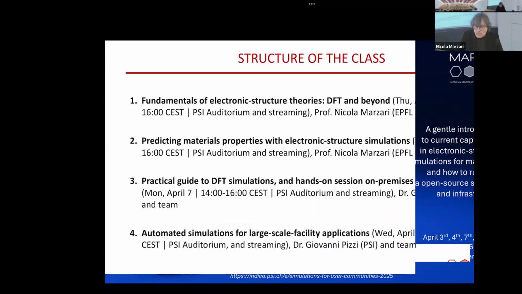So today we have a couple of hours. We have to finish 10 minutes earlier because there will be another event here at 4 o'clock. Today is mostly, hopefully gentle, still an introduction to quantum mechanical simulations and electronic structure theories.